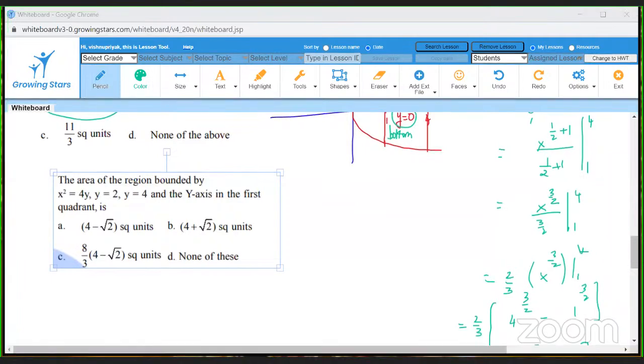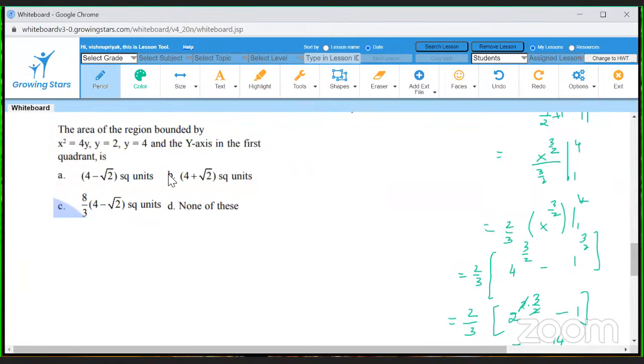Lohit got D and Kumar got C. C is the correct answer. I'll tell you how.